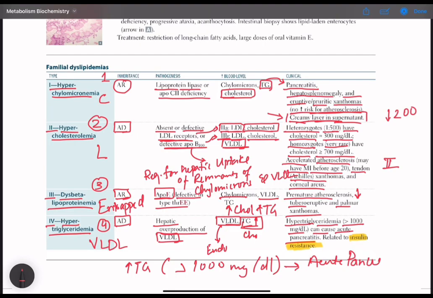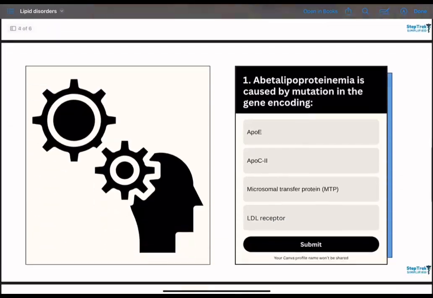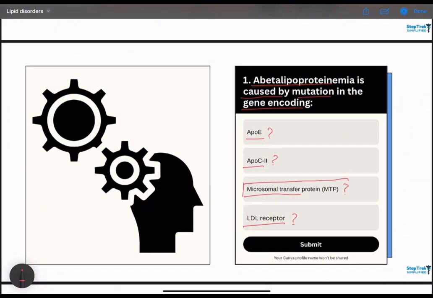So it was all about Abetalipoproteinemia and familial dyslipidemias. Now let's switch toward memory drills. Number 1. Abetalipoproteinemia is caused by mutation in the gene encoding ApoE, ApoC2, microsomal transfer protein, or LDL receptor. And the correct option is microsomal transfer protein.